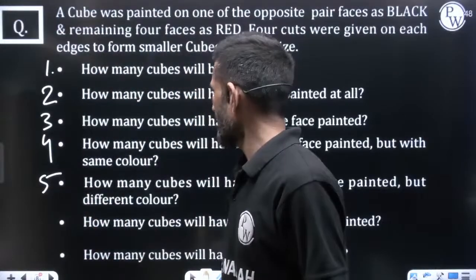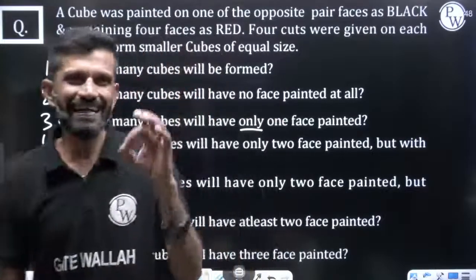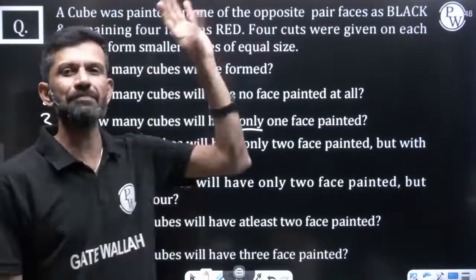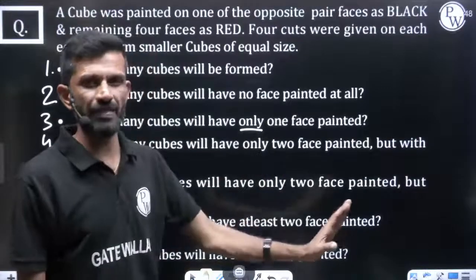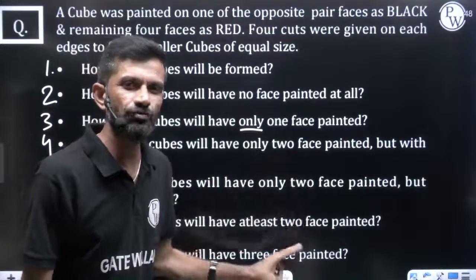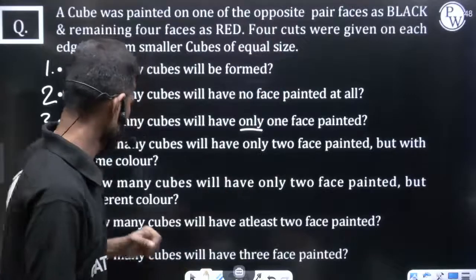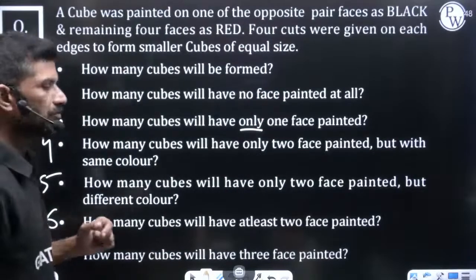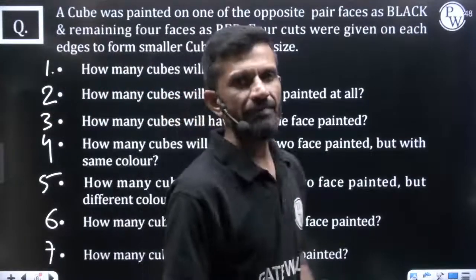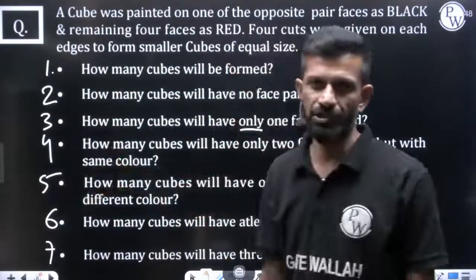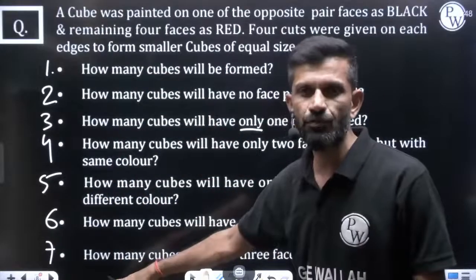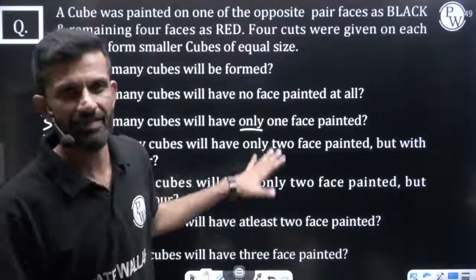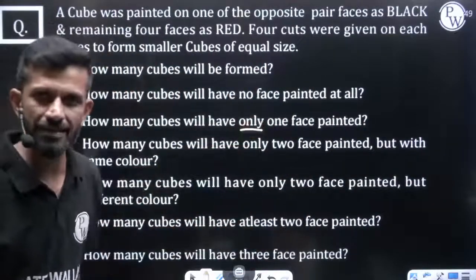And sixth question they are asking, how many cubes will have at least 2 faces painted? At least, minimum 2, maximum it can be as many. At least 2 faces painted means you have to count in this question 2 or more faces painted. So that is your sixth question. And the last question, seventh question will be how many cubes will have three faces painted. So my dear friend, they will ask you any one question. But because out of these 7 anyone they can ask, we should be aware of all these 7 questions. So one by one we'll discuss the answer.